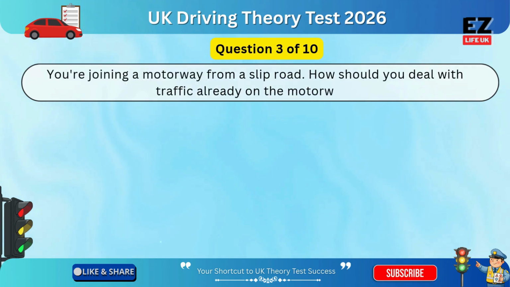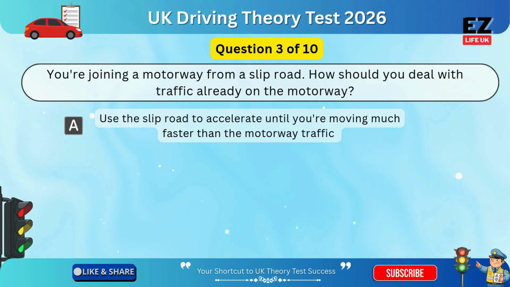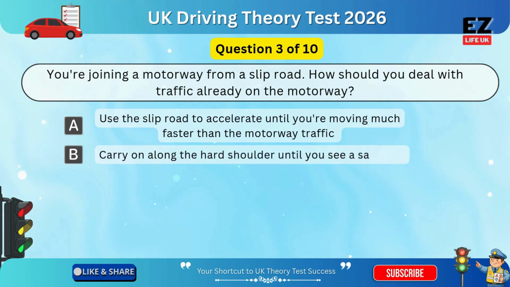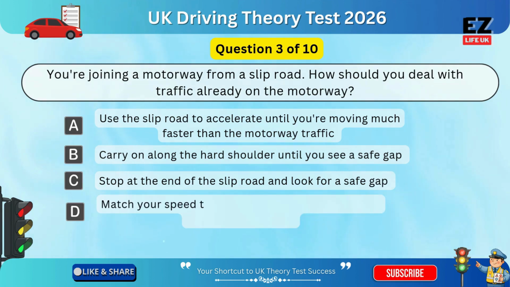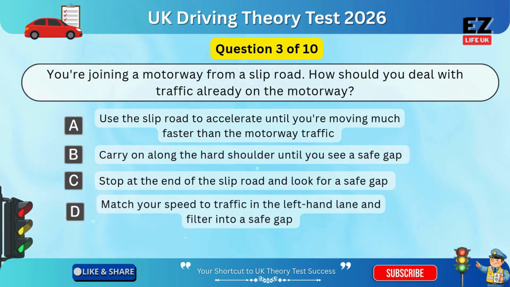Question number 3. You're joining a motorway from a slip road. How should you deal with traffic already on the motorway? Option A, use the slip road to accelerate until you're moving much faster than the motorway traffic. Option B, carry on along the hard shoulder until you see a safe gap. Option C, stop at the end of the slip road and look for a safe gap. Option D, match your speed to traffic in the left-hand lane and filter into a safe gap.